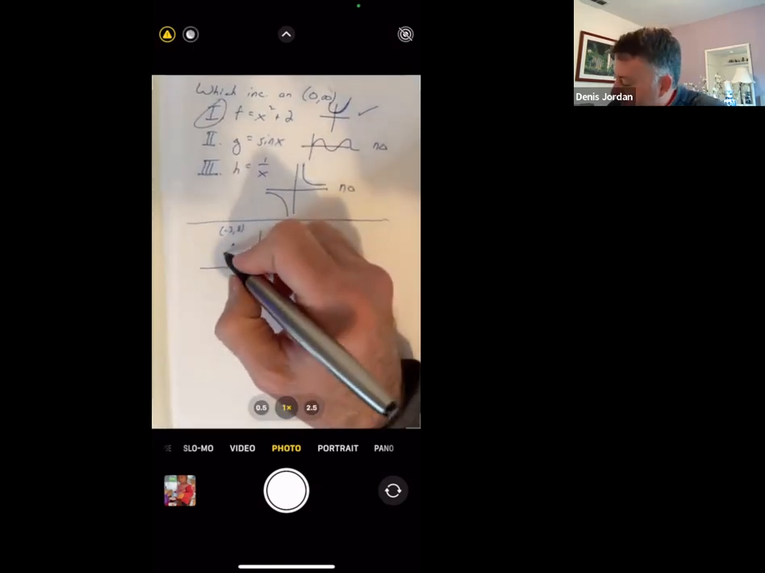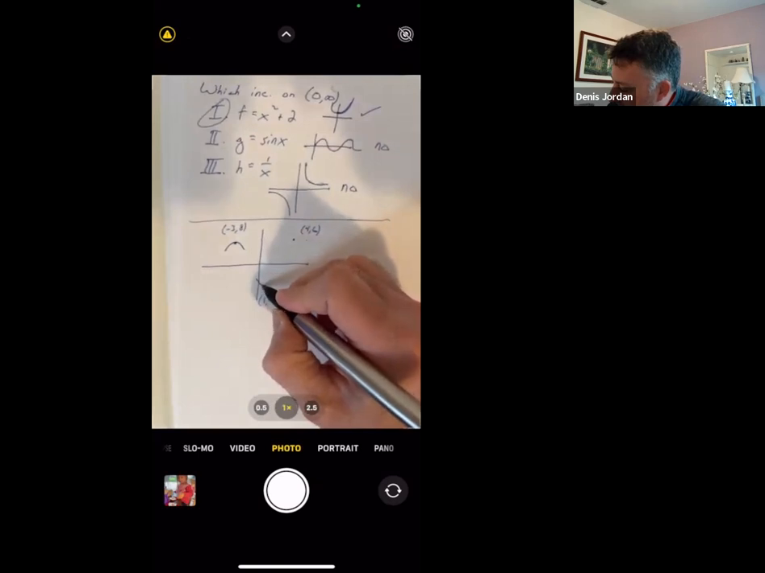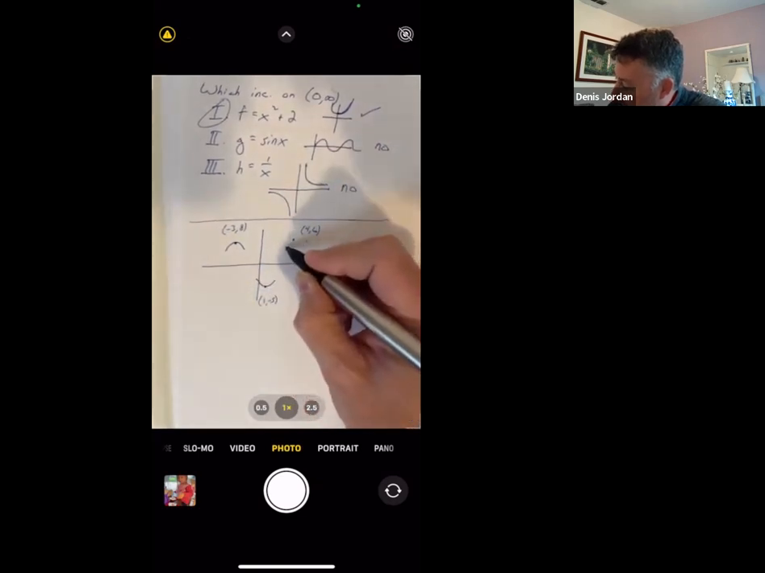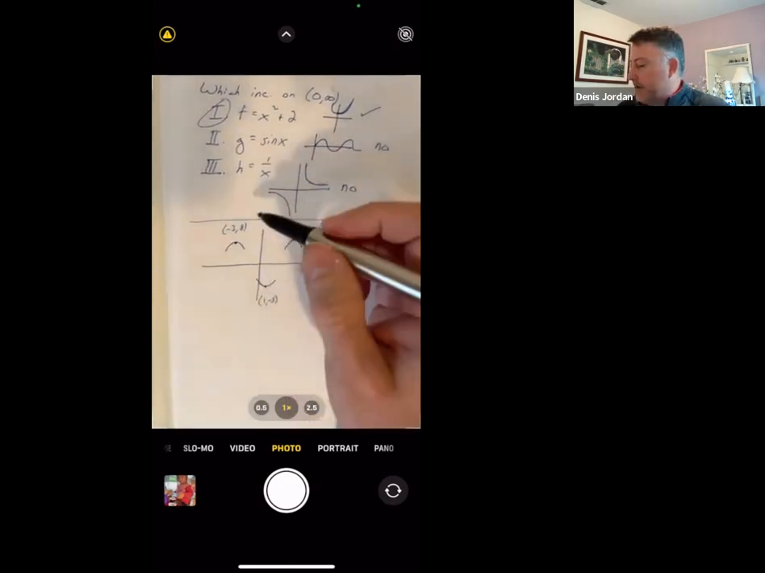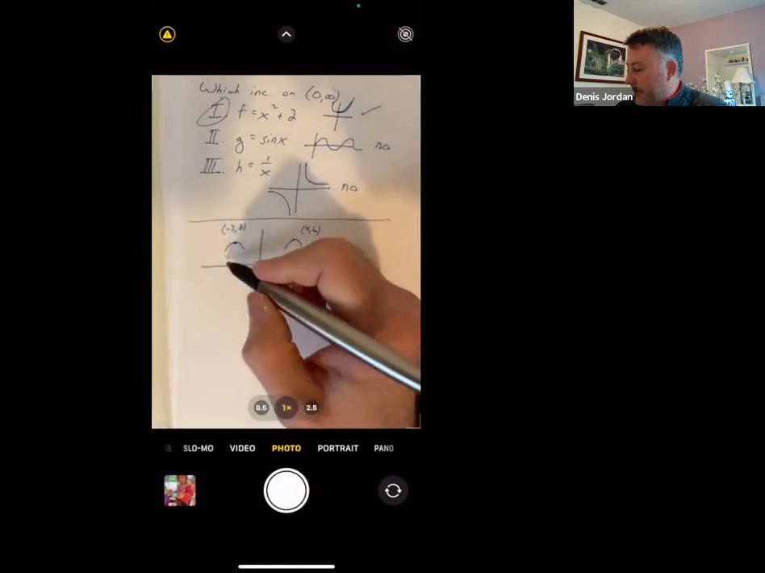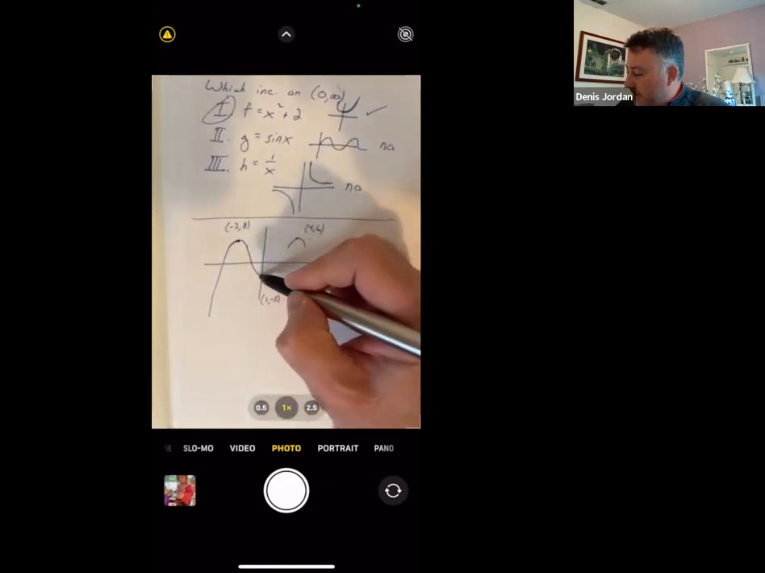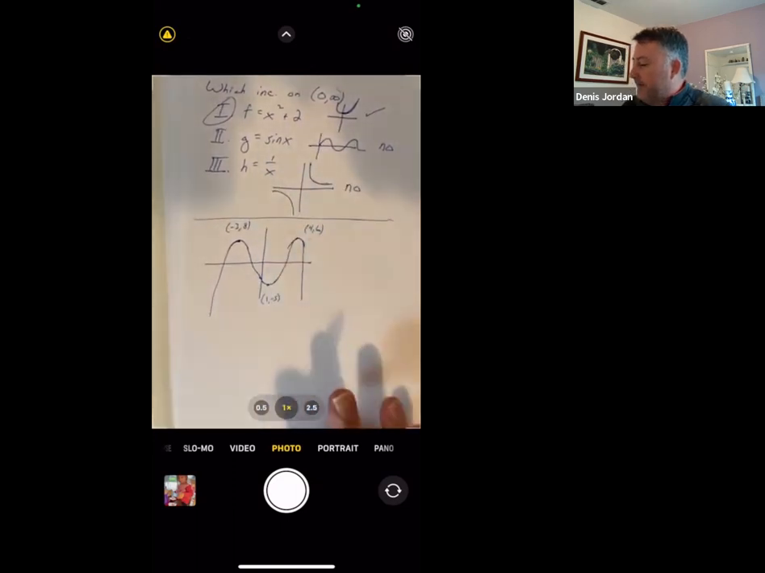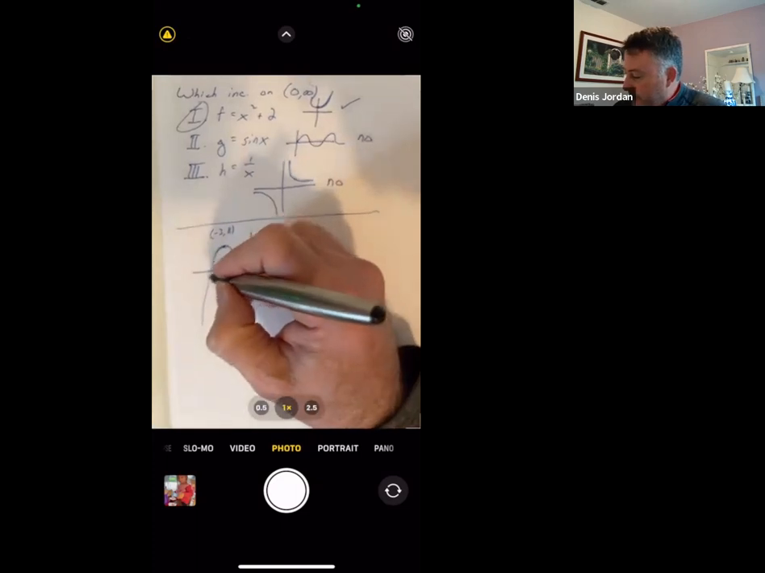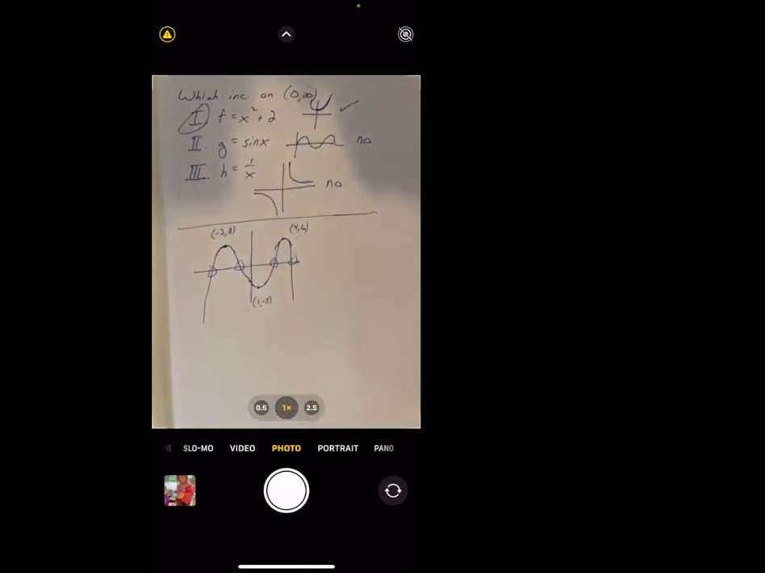Okay, so we know this is a relative max. This is a relative min. And this is a relative max. So if you were told that it was a polynomial, you just have to fill in the rest of it. So 1, 2, 3, 4. Okay, that was a lot easier.